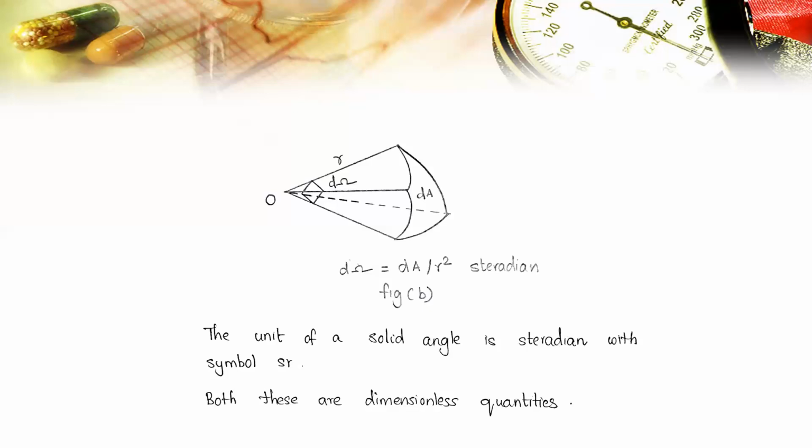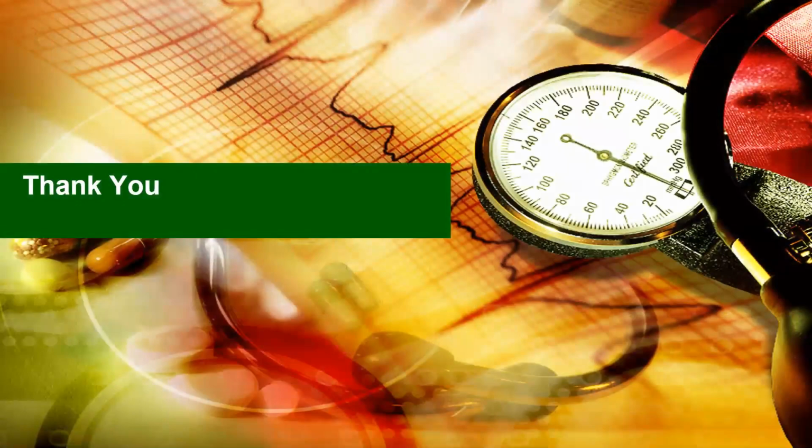So both these are dimensionless quantities. That means to measure the plane angle we use radian, and to measure the solid angle we use steradian. Both radian and steradian are dimensionless quantities. And with this, we conclude our basic base units.